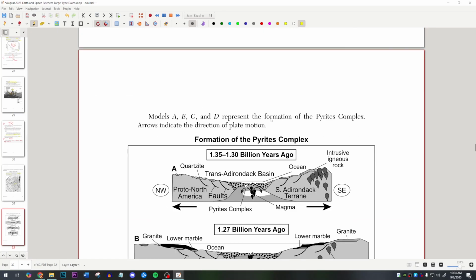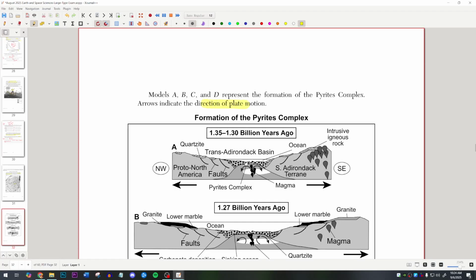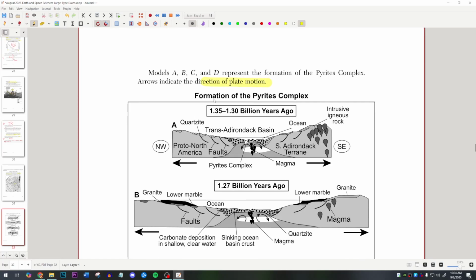Models A, B, C, and D represent the formation of the pyrites complex. Arrows indicate the direction of plate motion. Wow, okay, a plate tectonics question. Okay, so we've got faults. We've got magma.